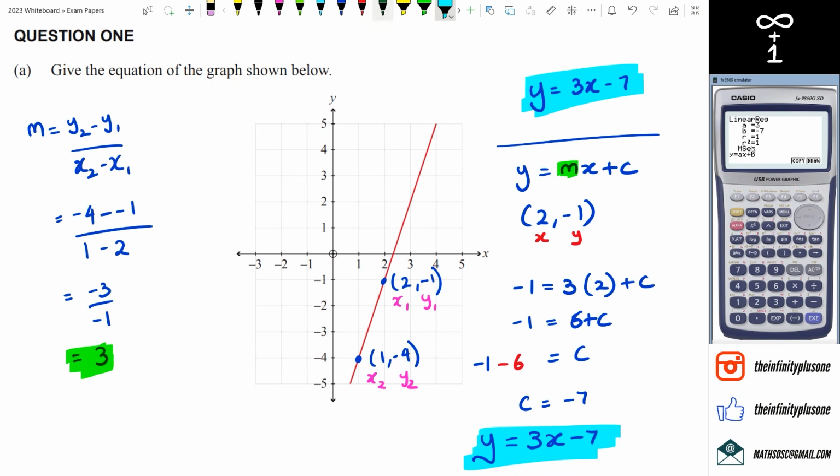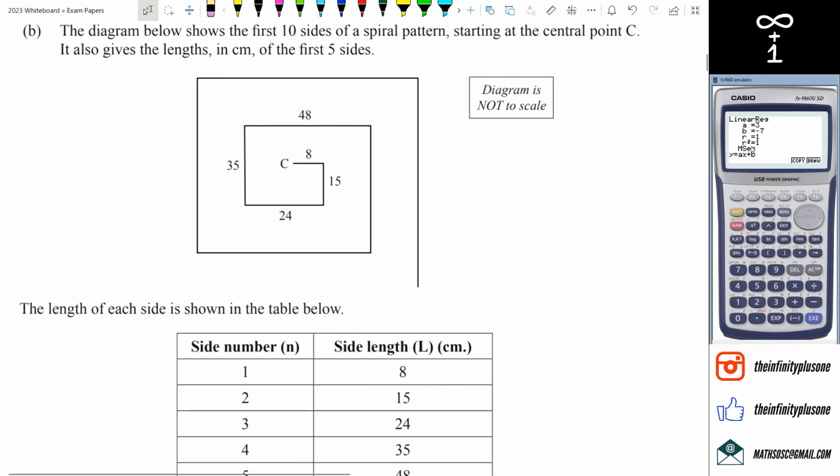Now, if you do have the graphics calculator, as I mentioned before, you can write the answer only, and you straight away get an achieved for it. Okay, so let's go to the next part of this question.